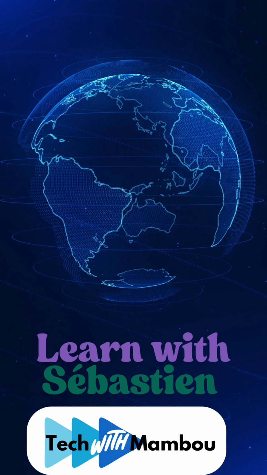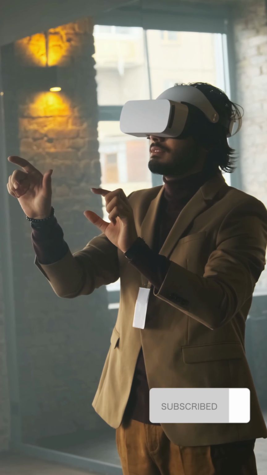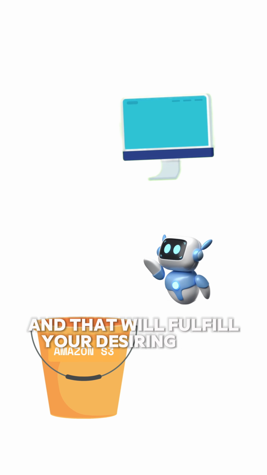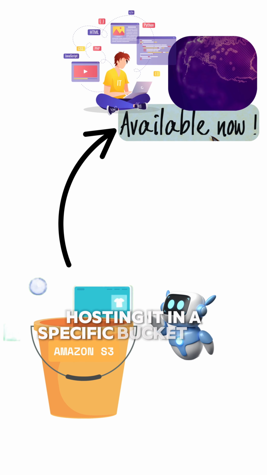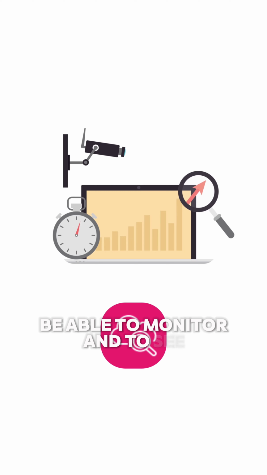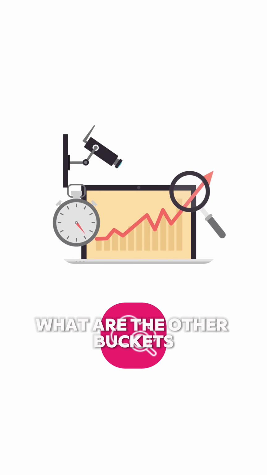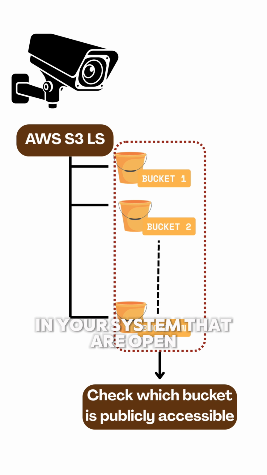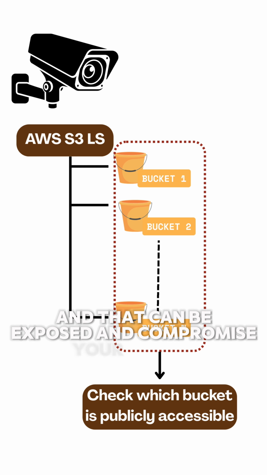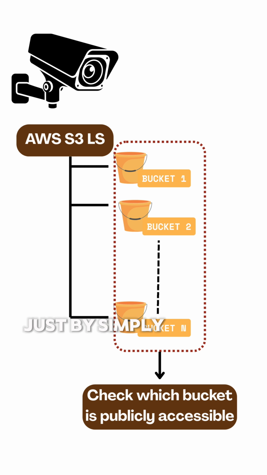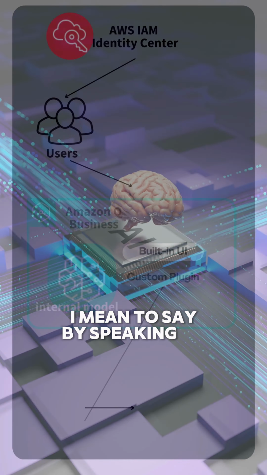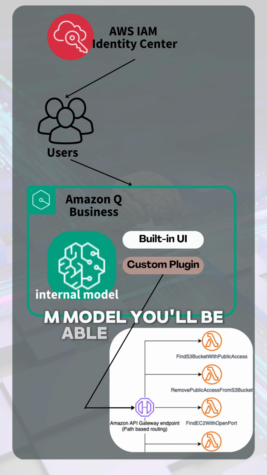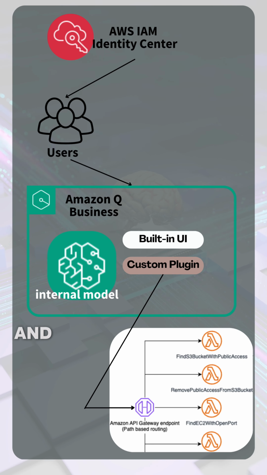Imagine a world where you can give some instruction to your AI and it will fulfill your desired need, such as creating a website, hosting it in a specific bucket, and making it public, with the further ability to monitor and see what other buckets in your system are open and can be exposed and compromise your system. Just by writing some queries in natural language, by speaking to your LLM model, you'll be able to send instructions and perform tasks.